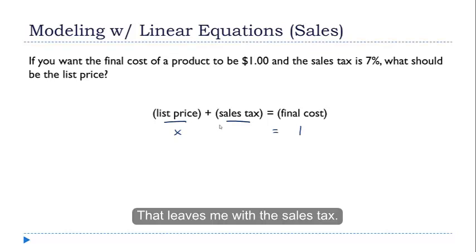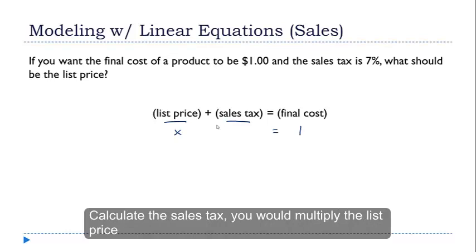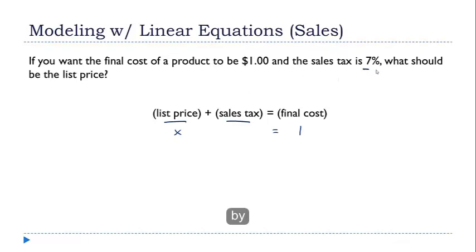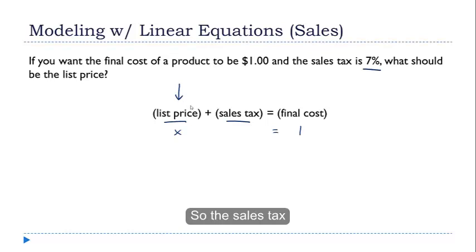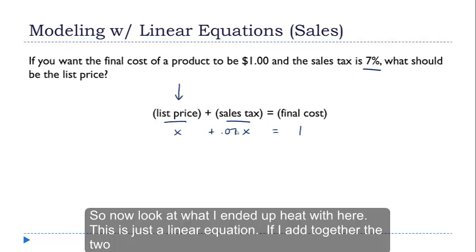Now that leaves me with the sales tax. Calculating the sales tax, you would multiply the list price by 7%. But the list price is our variable X, remember. So the sales tax part will be 0.07 times X. So now look at what I ended up with here. This is just a linear equation.